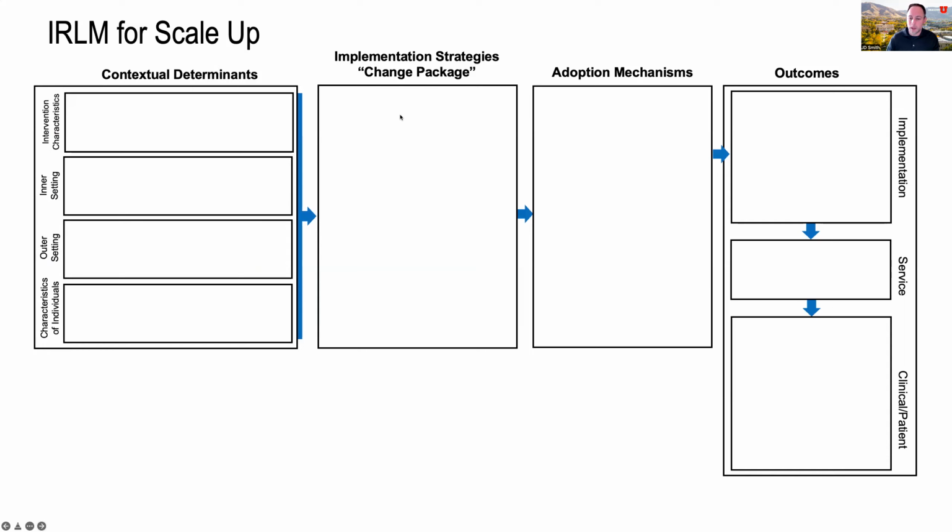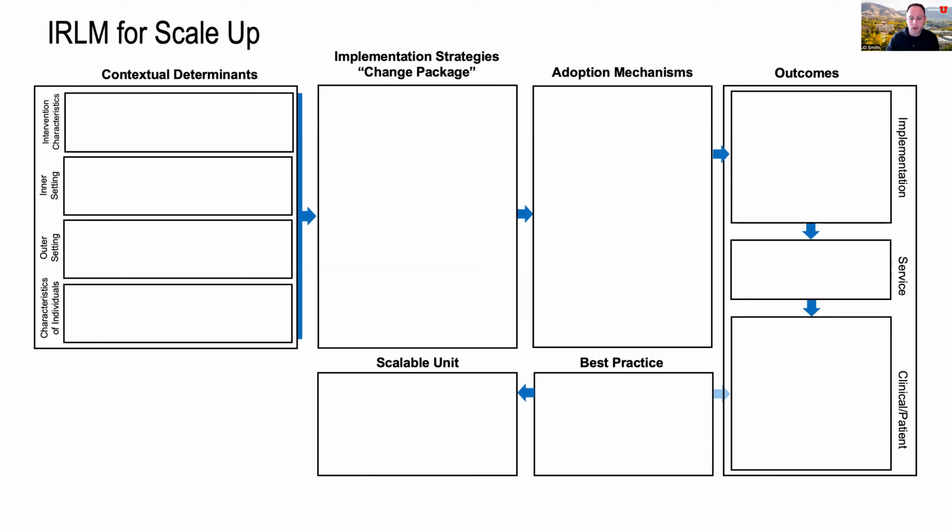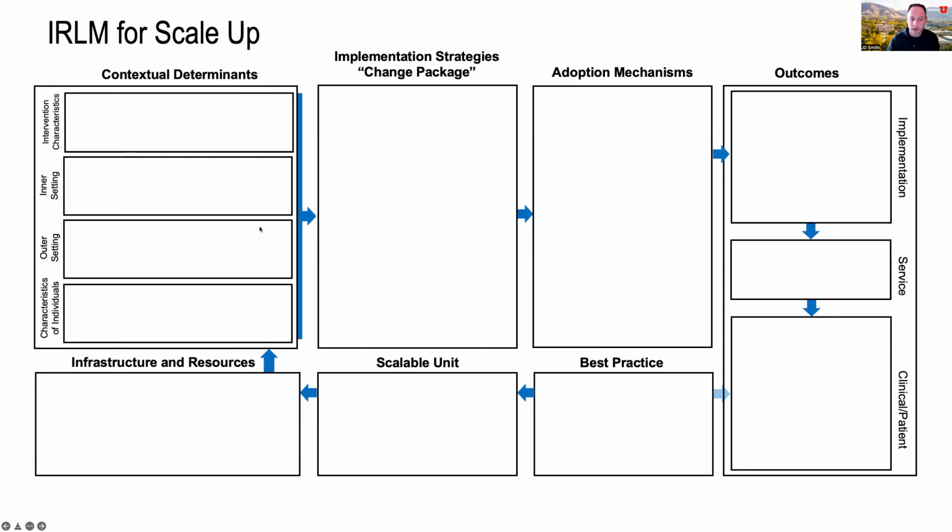So the things that are unique about scale up is we have our best practice. This could be the clinical intervention or health promotion intervention that was in previous IRLMs, but essentially this needs to be specified as well. We then have our scalable unit. In this particular case, we want to identify what is the scalable unit that's needed for starting to test a scale-up approach. And then here, I've added the infrastructure and resources. It is intentionally aligned with contextual determinants because there's a lot of overlap, both conceptually, but also just in practicality about what infrastructure and resources are needed, aligning with these contextual determinants.